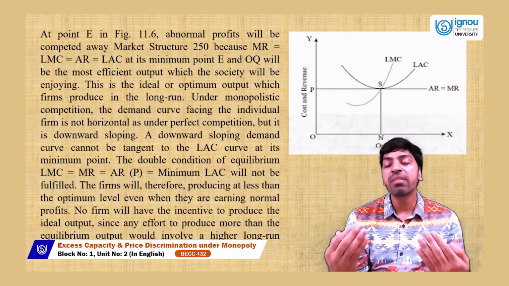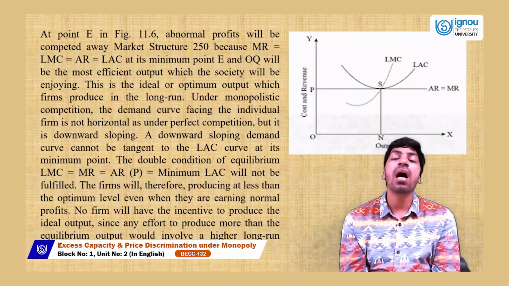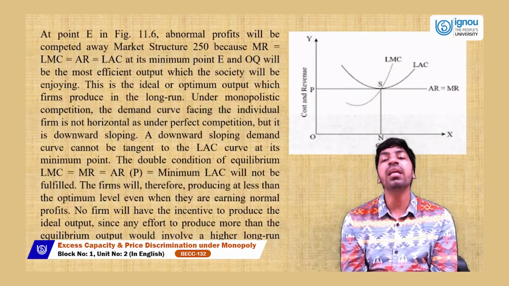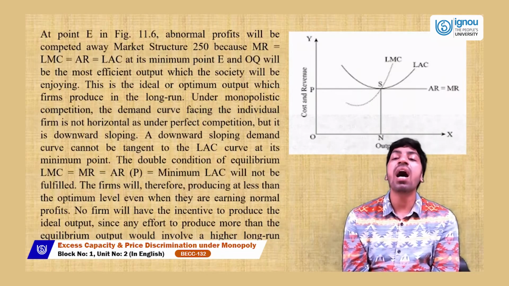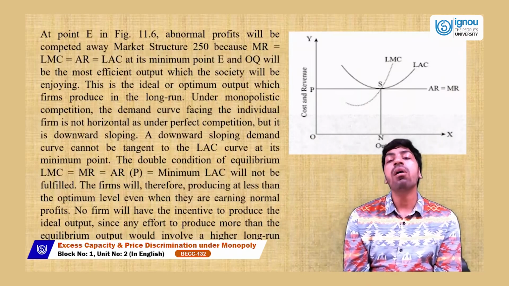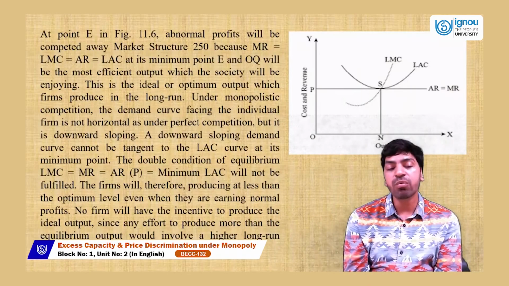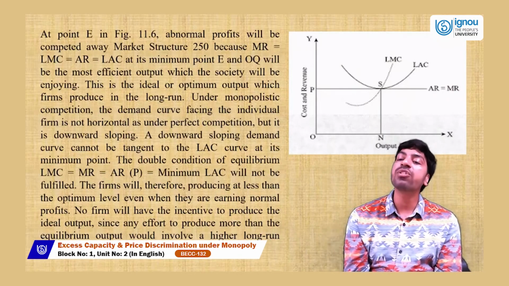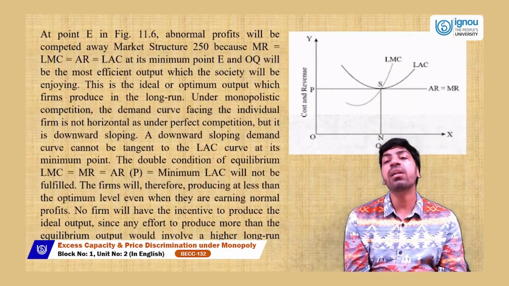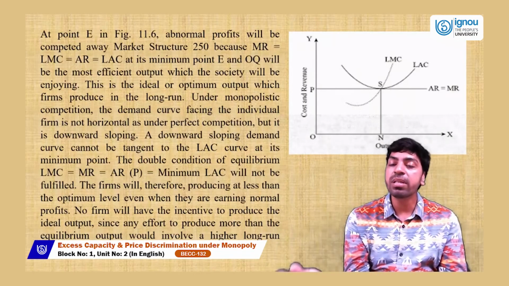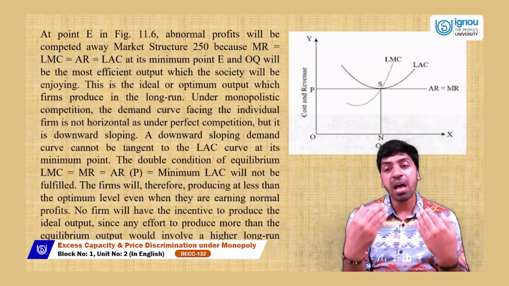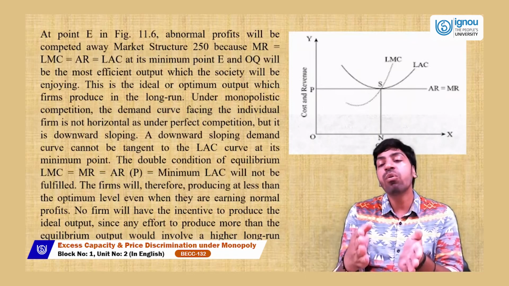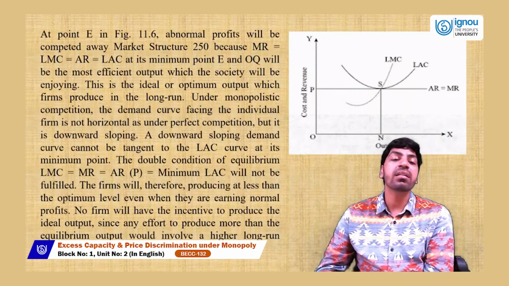If the firm produces more than the ideal output, that is ON, then ultimately the firm will face a higher marginal cost than the marginal revenue in the long run, because the marginal revenue cannot change in this particular scenario. The average cost will be higher than the marginal revenue if the firm goes beyond the ideal output, that is ON.